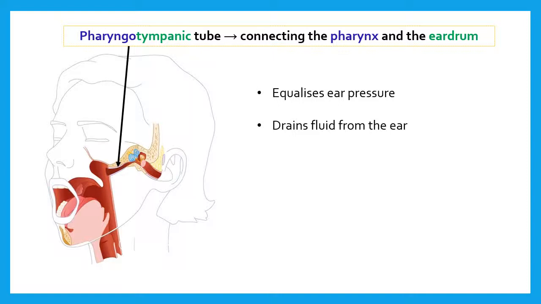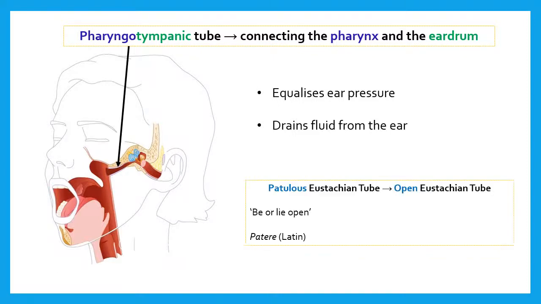Alternatively, in rare cases, the tube may stay open most of the time, resulting in autophony. This is when the patient can hear their own voice or breathing. The patient may also have a sensation of fullness in their ear. We call this patulous eustachian tube. The word patulous originating from Latin and meaning to be or to lie open, an open eustachian tube.